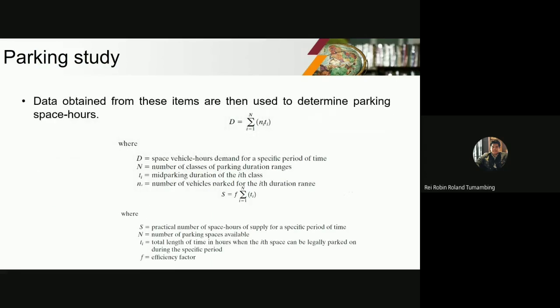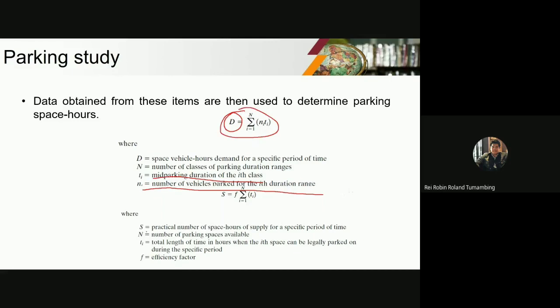Okay, so these are the two working equations that we can use in conducting parking studies. Okay, so first is the space vehicle hours demand for a specific period of time, which is yung D natin. Yung n natin dito, yung small n, is the number of vehicles parked for the ith duration range. And yung T is the mid-parking duration of the i-class. Okay? So, later we could make it simpler. We actually don't have to use especially this kasi by logic naman, makikita na natin.